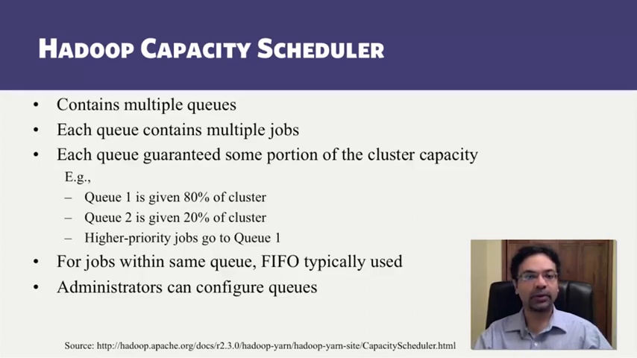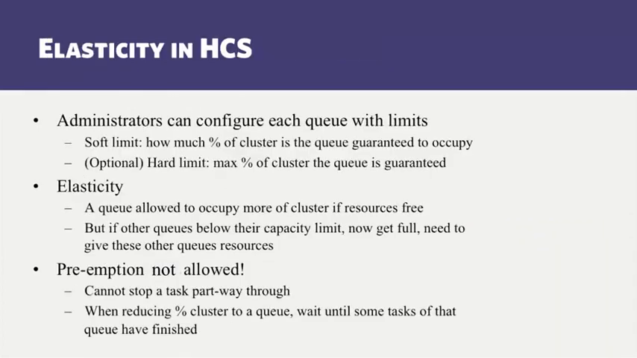If the job is not able to fill that entire queue's capacity, for instance, if a job in Q1 occupies only 40% of the cluster, another job can be allowed to run concurrently with it in Q1 itself. So FIFO is typically used, but again, it's not necessarily used. You could modify the Hadoop Capacity Scheduler to use a different approach. Administrators are allowed to configure the queues, these queues that I've discussed.